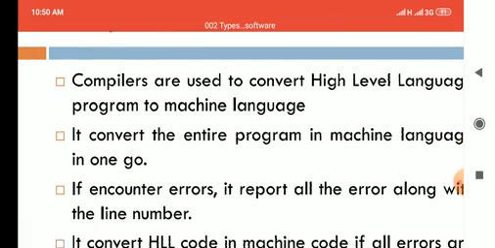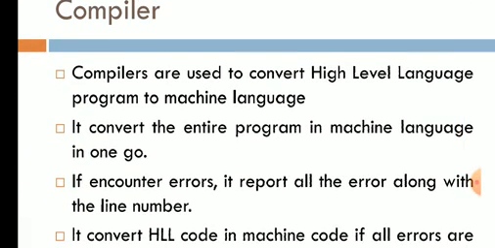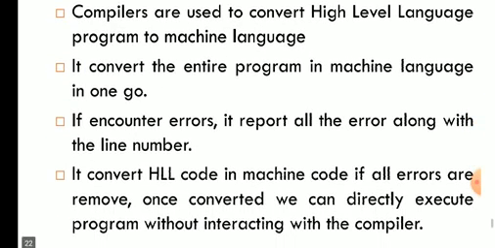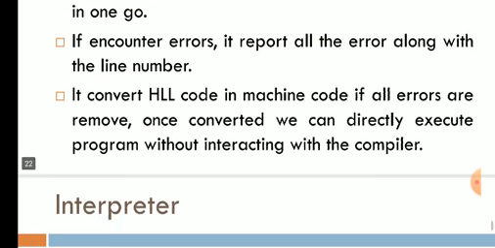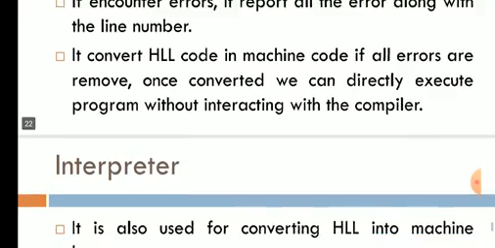Compiler, already we have discussed. Actually compiler is used to convert high level language program into machine language. It will be converting the entire program into a machine language. If any error occurs in the entire program, it will be producing the error with line number mentioning. It will be converting high level code to machine if all errors are removed. If no error in our code, it will be converting high level to machine. Once it is converted, directly it will start executing without interacting with the compiler.